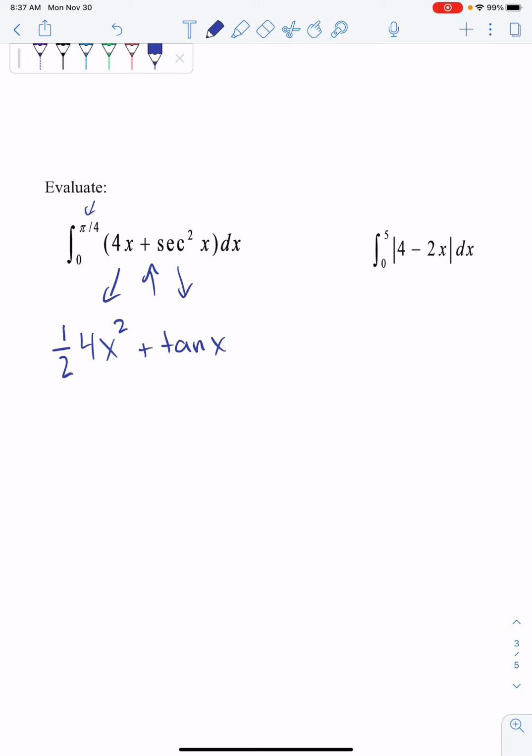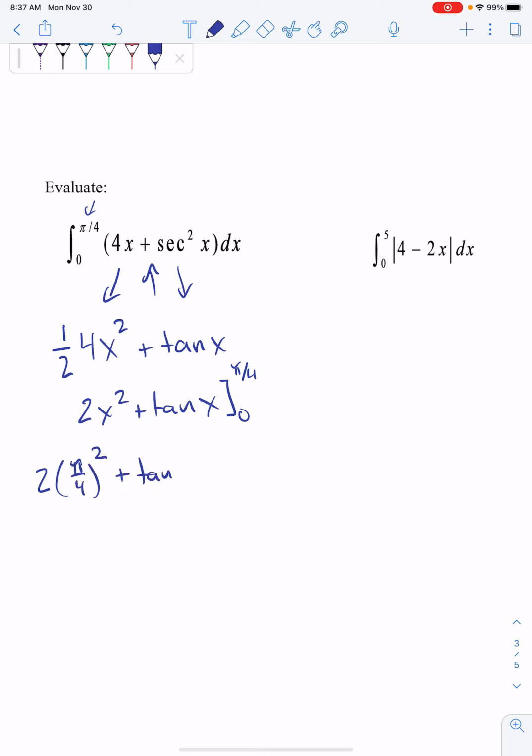Now I have to evaluate this. Well, let's simplify first. 1/2 times 4, that's 2x squared plus the tangent of x. And I'm going to evaluate this from 0 to pi fourths. So I plug in the bigger number first, the pi fourths. So 2 times pi fourths squared plus the tangent of pi fourths. And then I'm going to minus 2 times 0 squared plus the tangent of 0. Not too bad so far.